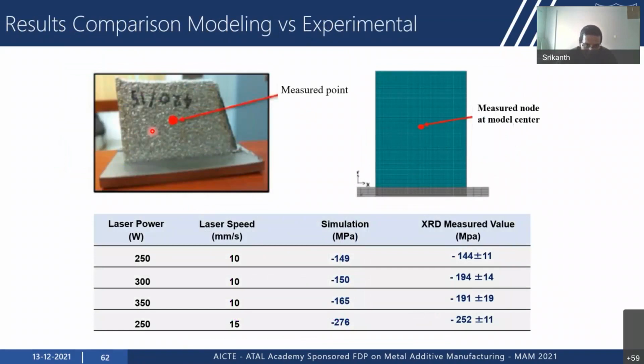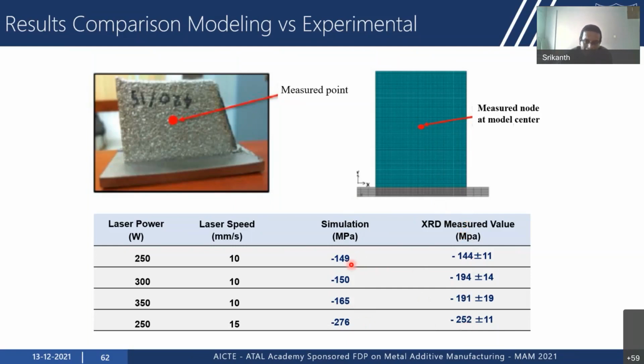So now this is the deposited thin wall geometry, and this is the FEM model. We have simulated the 102 layers, and these are the different processing parameters. And what we have done is the value of residual stress has been measured at a certain point along the deposit, and the residual stress was predicted from the numerical model at a similar point. And you can see that these are the simulation values of residual stress, and these are the measured values of residual stress at the same location along the thin wall.